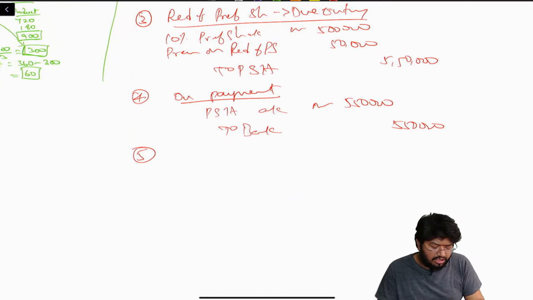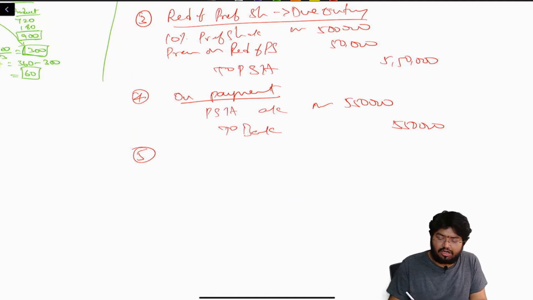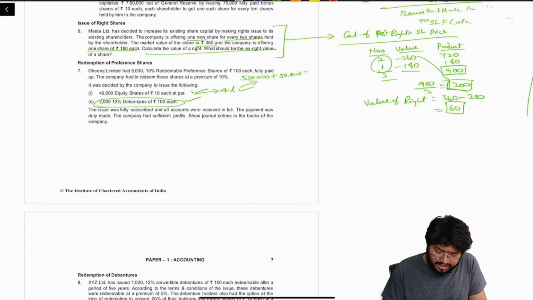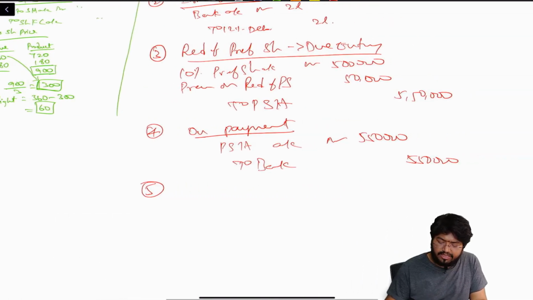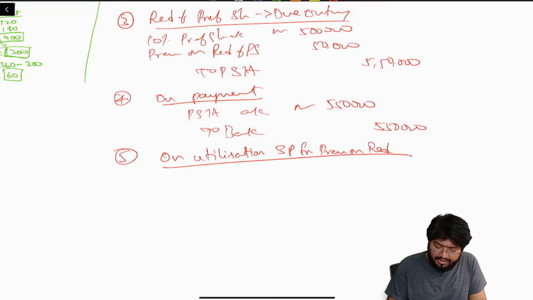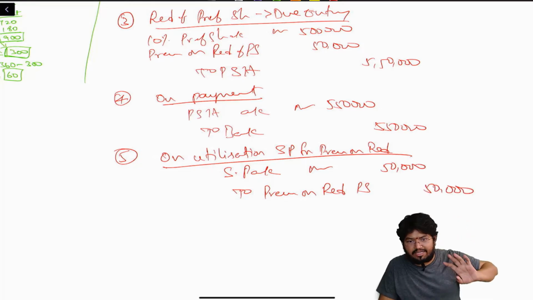That should be knocked off against your securities premium or whatever profit and loss you have. Did he tell you anything about profit and loss or securities premium you have? Nothing is mentioned, so I'll assume that it is knocked off against securities premium. On utilization of securities premium for premium on redemption, the entry would be securities premium account debit to premium on redemption of preference shares, 50,000. Fairly speaking, with this all entries are over.